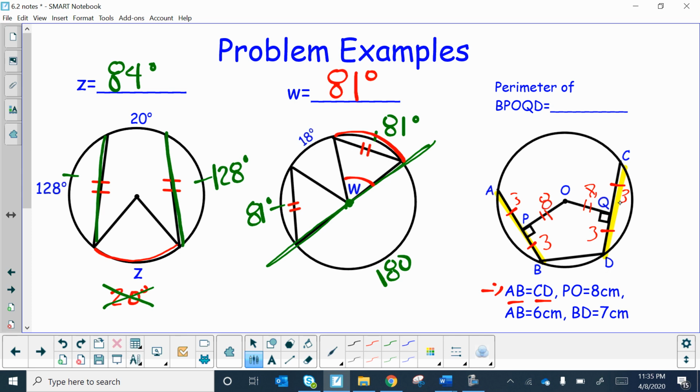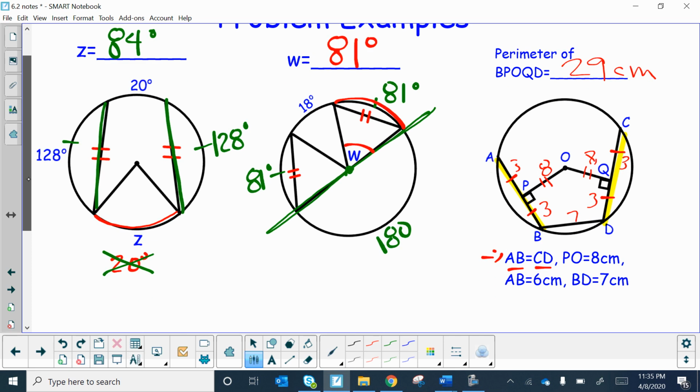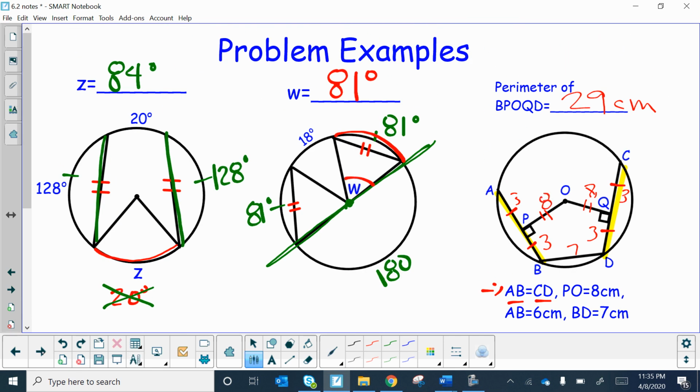And then BD is 7. They gave us that. So the perimeter of BPOQD is 8 plus 8 plus 3 plus 3 plus 7. So 16, 26, 29. So 29 centimeters is that perimeter. Okay, now good thing about this is that they always look like they're drawn to scale. Okay, let's look at, nope, that's it. And those are our 3 examples.